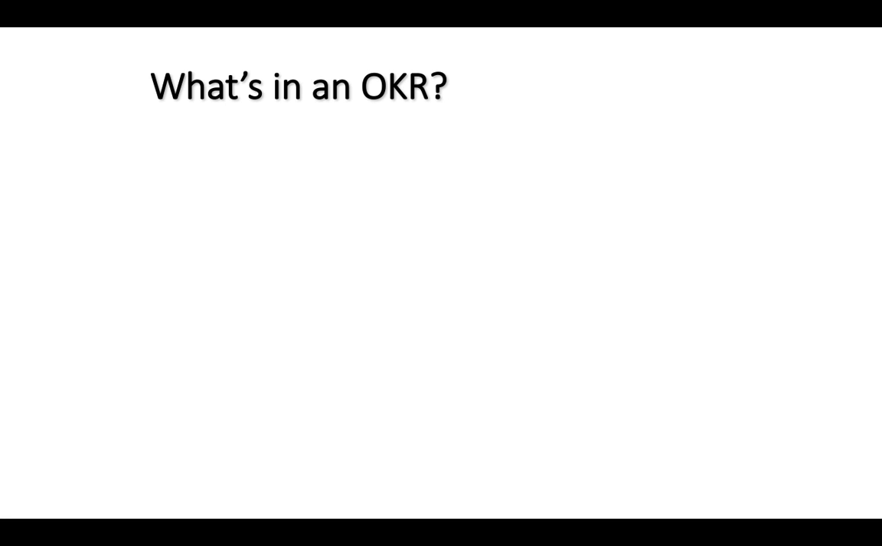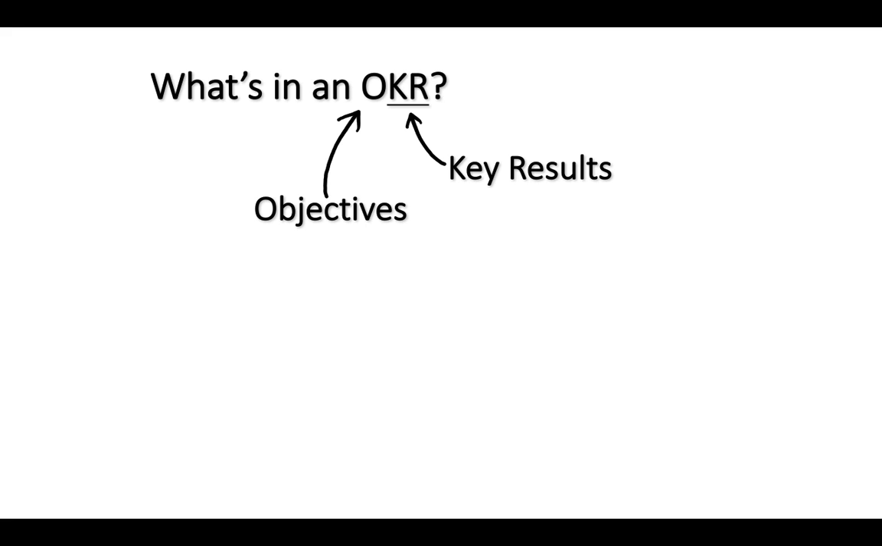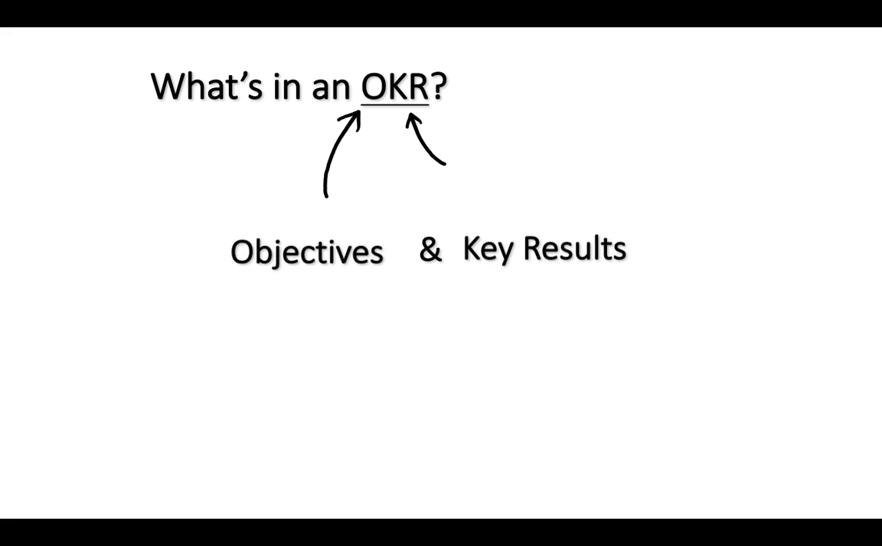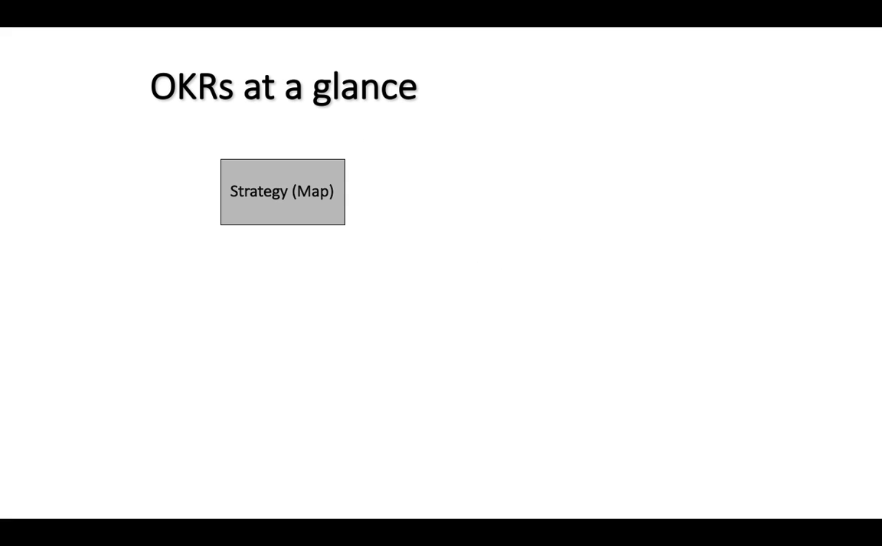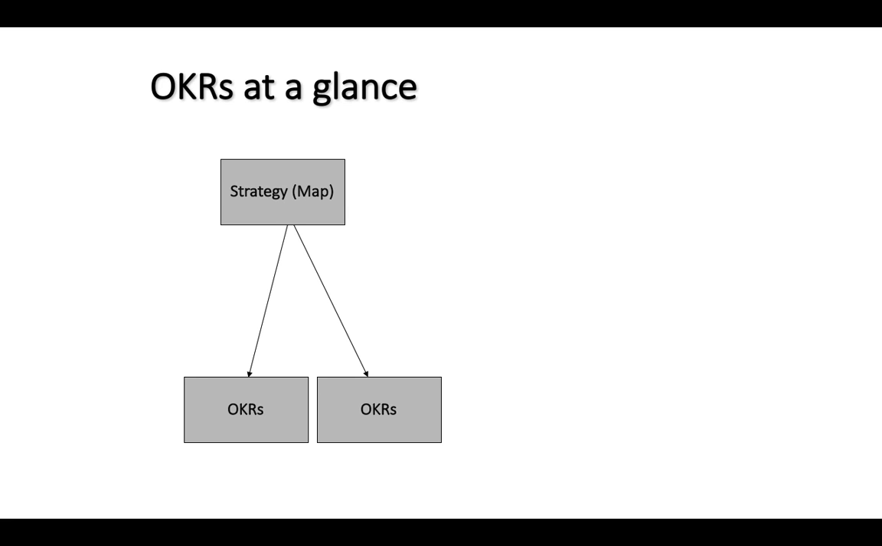Let's start with a basic refresh of what an OKR is all about. The O represents the objective portion of the OKR and the KR is short for key results. So the term OKR is really short for objectives and key results. Now let's look at where they come from. The initiative starts with the overall strategy, often best represented by a strategy map. From the strategy, we can build our objectives and key results.